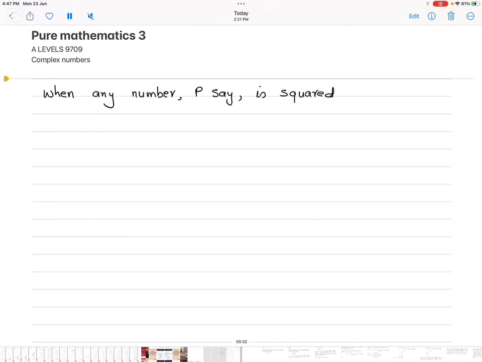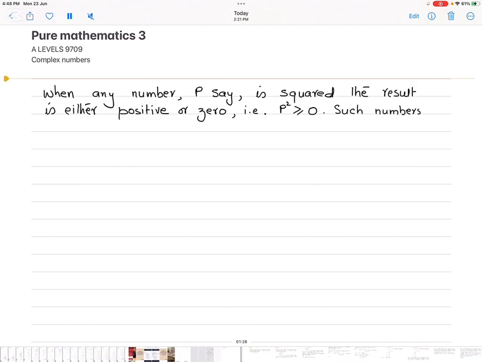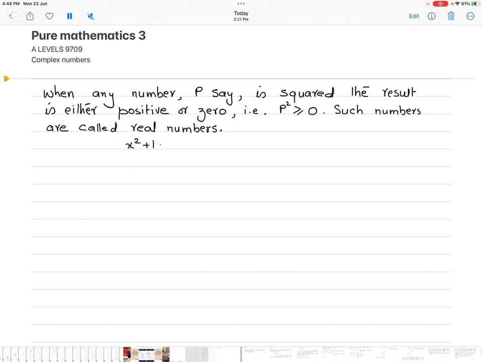When any number p, say, is squared, the result is either positive or 0. That is, p squared is greater than or equal to 0. Such numbers are called real numbers.